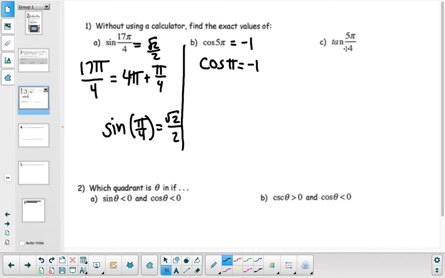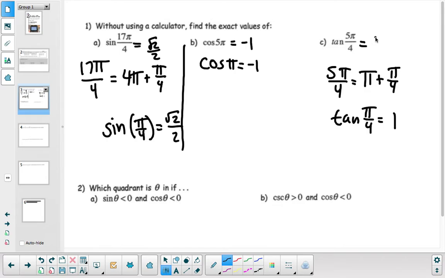With tangent, again, you can take out full groups of pi and it should be the same value. So 5 pi over 4 is 1 pi plus pi over 4. If I plug that into tangent, the extra pi doesn't do anything for us. Tan of pi over 4 will give us the same value as tan of 5 pi over 4. Tan of pi over 4 would be root 2 over 2 over root 2 over 2, so this is when the slope is 1. So tan of 5 pi over 4 is 1.